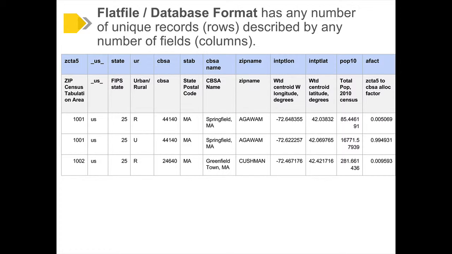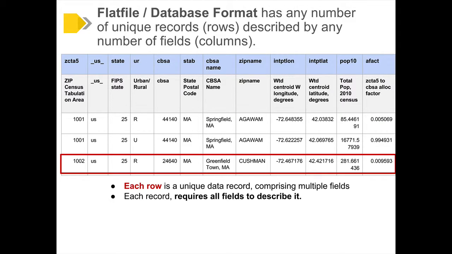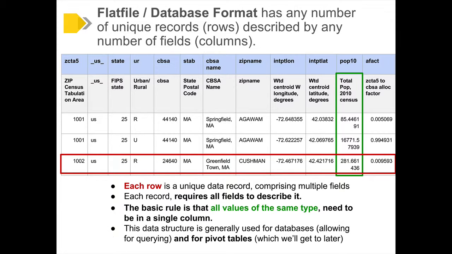So let's look at how real data looks in flat file format. Each row is a unique data record comprising multiple fields. Each record requires all of the fields to describe it, though sometimes some of the fields can be blank or null. The basic rule is that all values of the same type need to be in a single column. This data structure is generally used for databases, allowing for querying, and for pivot tables, which we'll get to later on in this course.